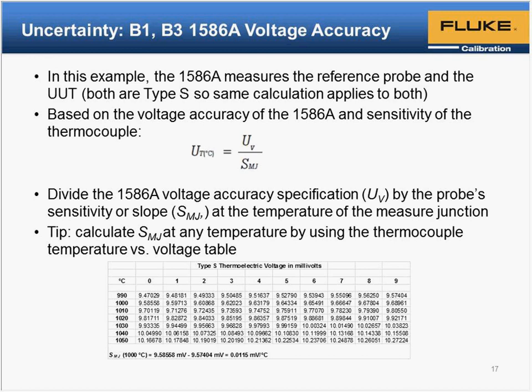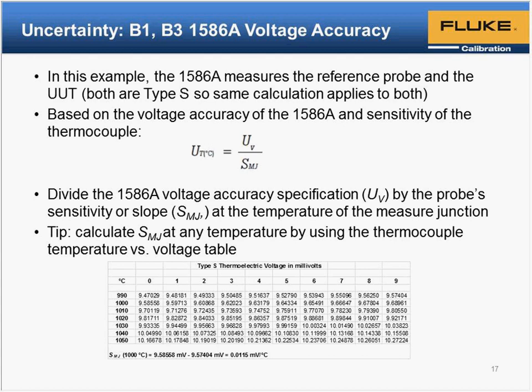So that's the key point: when you are calculating accuracy of a voltmeter, you have to choose which temperature you want to make the calculation at, and go look at the probe unit under test volts at that temperature. So in this case, we are measuring a type S.